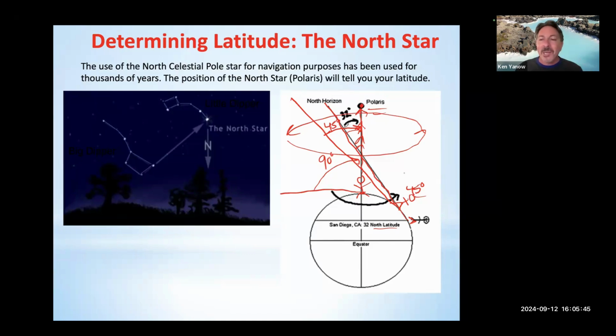Okay, but now here's my question. Let's say that you are below the equator. Here's your horizon line.